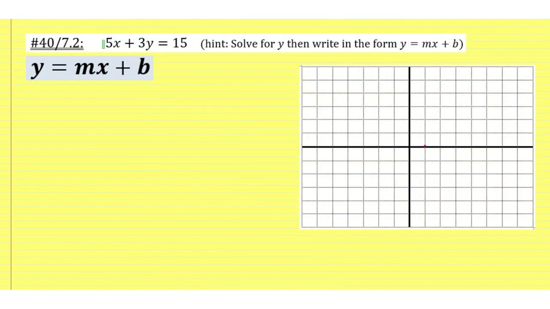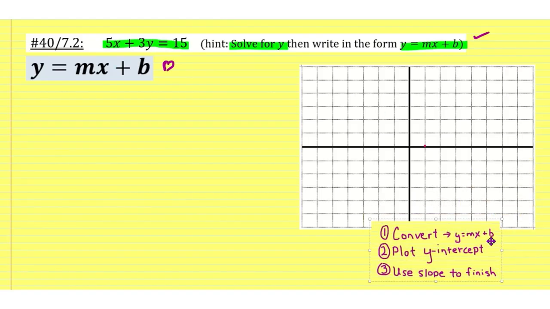The problem says 5x plus 3y equals 15. Solve for y, then write in the form y equals mx plus b. The hint confirms that this is our favorite form of a linear function, the slope-intercept form. It gives us a lot of the information we need to graph linear equations. So we're going to do three things. We are going to convert to y equals mx plus b, then plot the y-intercept, and then use the slope to finish.